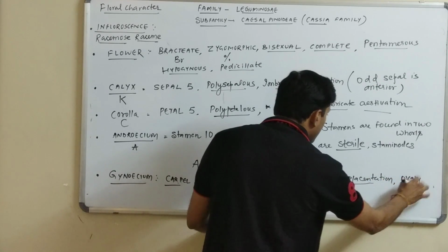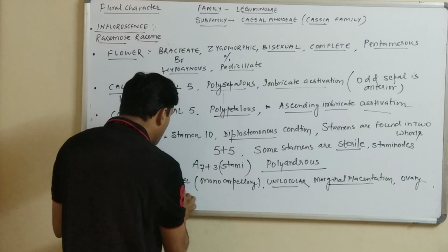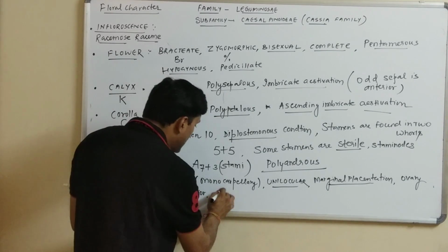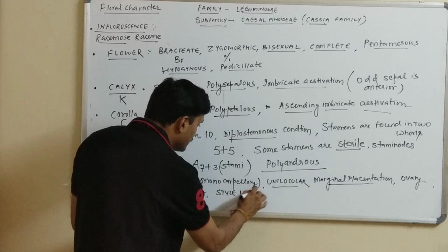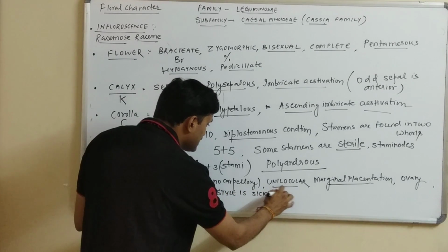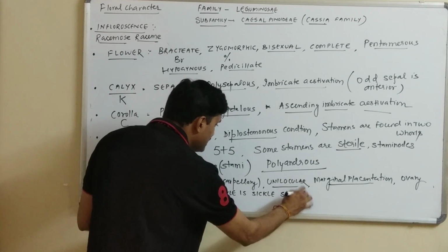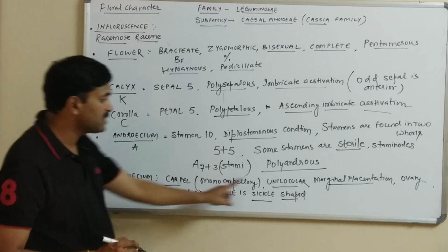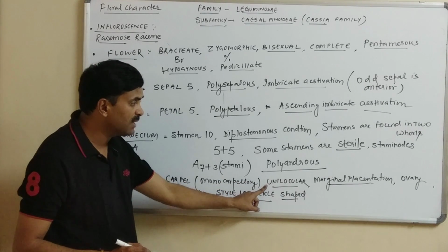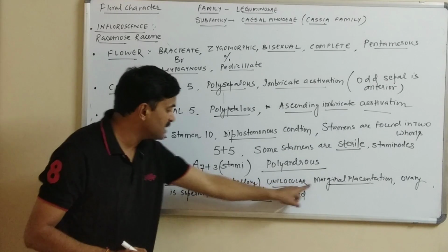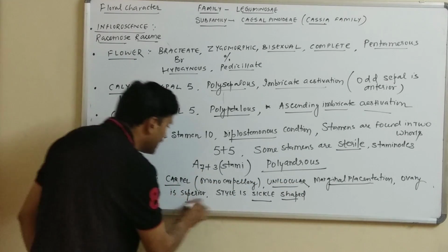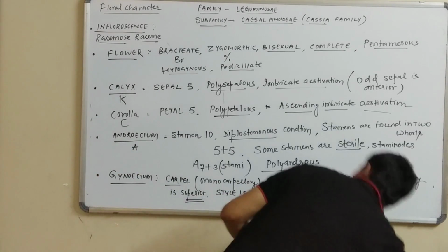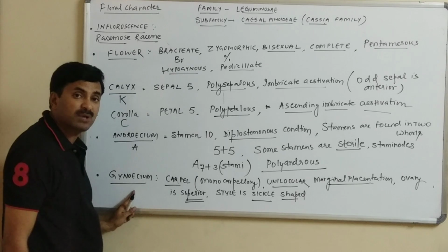And ovary is superior. And the style is sickle shaped. So the gynoecium has monocarpellary condition, unilocular ovary with marginal placentation, ovary is superior, and style is sickle shaped. Okay. So this is about the gynoecium.